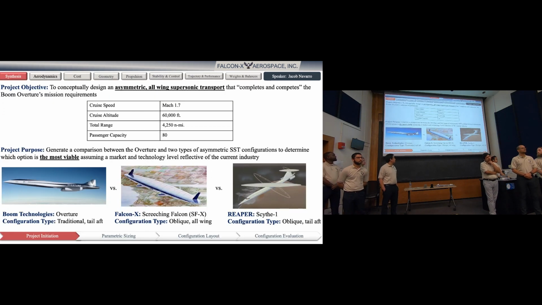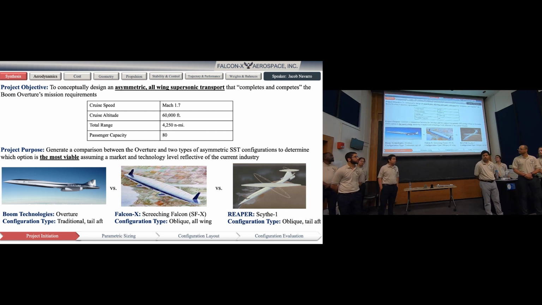So moving on, we initiate this project by defining our objective, and that's to conceptually design an asymmetrical all-wing supersonic transport that can complete and compete with the Boom Overture mission requirements shown here. The purpose is to generate a comparison between these three types of vehicles you see here and determine which is the most viable, assuming a market and technology level reflective of today's current industry. Here you have the Boom Overture, which is a traditional tail-aft vehicle. Here is our concept, the oblique all-wing, and here is the previous team's concept, the oblique tail-aft vehicle.